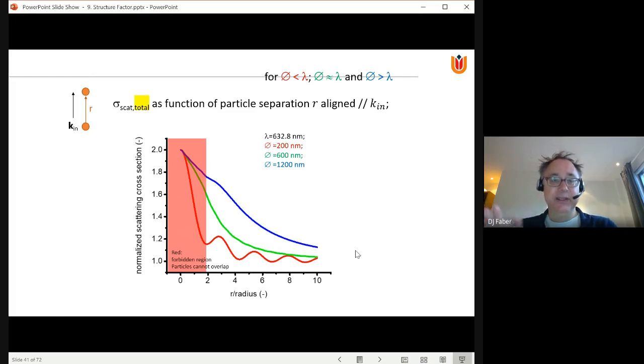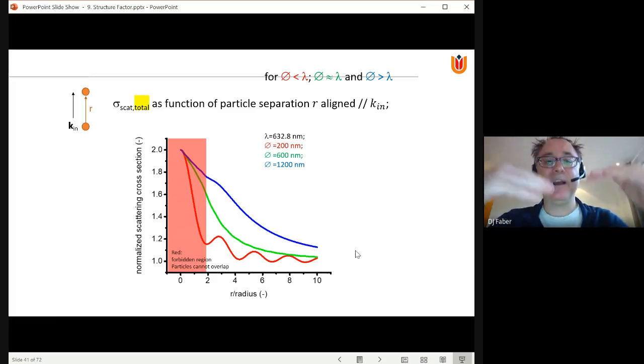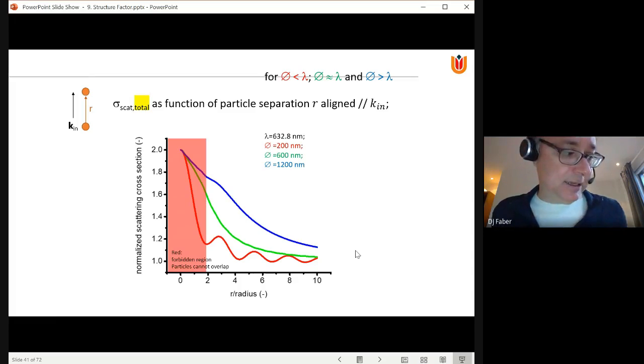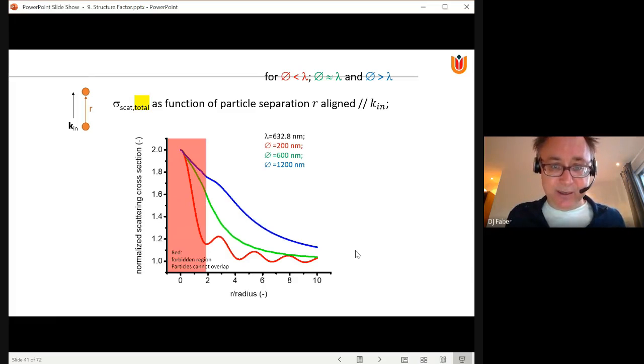First, this is the graph for the system where the particles were aligned along the incoming wave vector. On the horizontal axis, you see the distance between the particles normalized on the particle radius, and on the vertical axis, you see this normalized scattering cross section. So the total scattering cross section divided by two times the individual cross section.